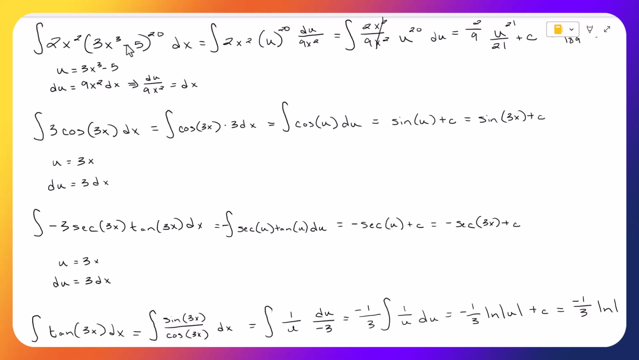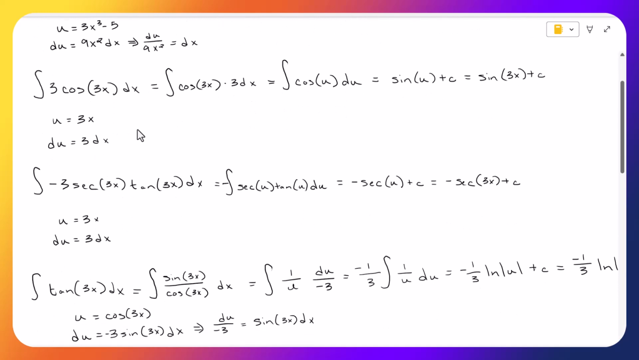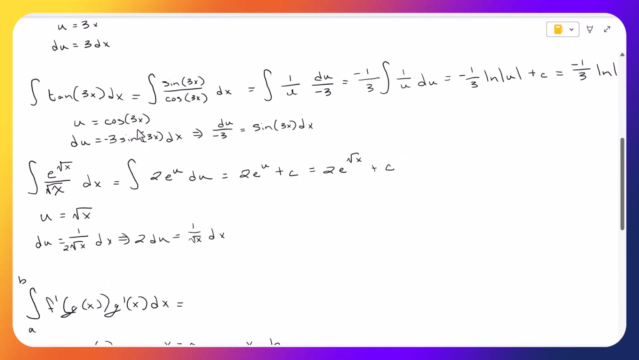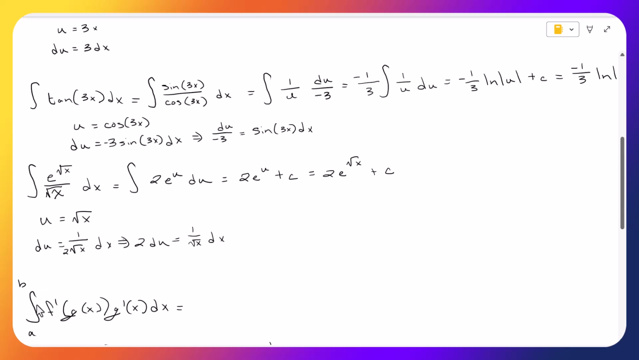Pause the video and make a guess. What derivative rule does that sound like? Maybe this notation will help you. We have the derivative of our outside function times the derivative of our inside function. If you guessed chain rule, you'd be absolutely correct. This is just our analogous integral rule for the chain rule. This is our chain rule for integrals.